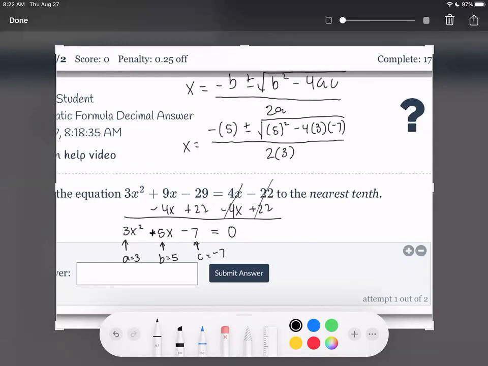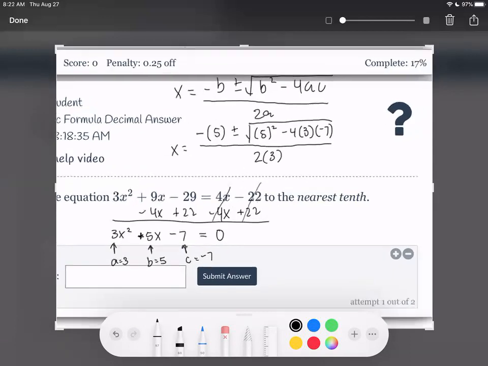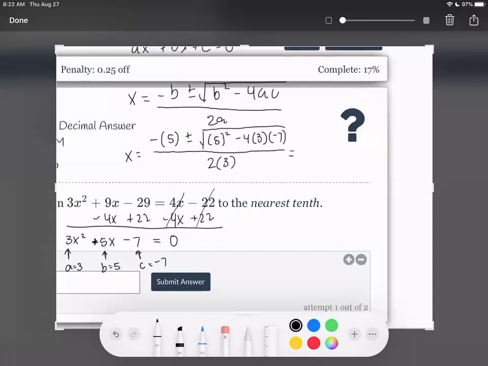Okay, so let's continue. I'm just going to scoot it over that way so I get a little more space. Okay, so we have a negative 5 plus or minus the square root of 25 minus 4 times 3 times negative 7. I don't really want to do that right now. So let me use a calculator. 4 times 3 times negative 7. So that's a minus negative 84. All over 6.